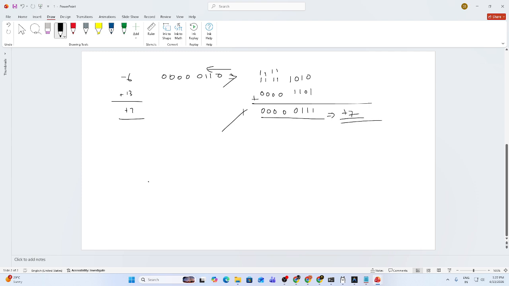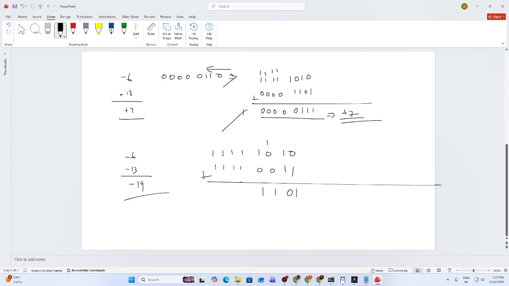Let us quickly see the final case. For example, if I want to do minus 6 minus 13, the result, you know, is minus 19. You know that minus 6 is 1111 1010. Similarly, minus 13 is 1111 0011. Let us add these two numbers. The result is 1110 1101. You just ignore the end carry. Since the leading bit is 1, this is a negative number, so you need to take the negative.